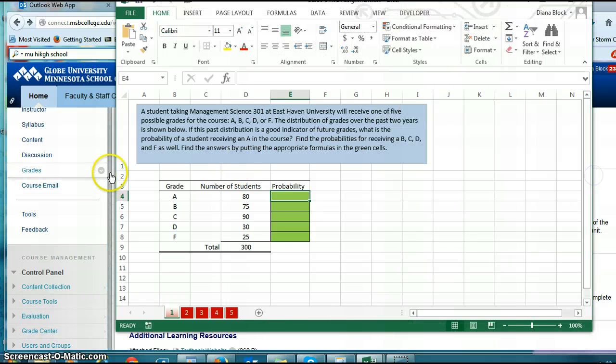And here's the first problem. We've got some information about 300 students and the various grades that they've earned. So we want to calculate the probability of a student receiving any particular grade. When you read through chapter 2, you're going to read about how to calculate a relative probability like this. The instructions are on about page 35 of the e-textbook.